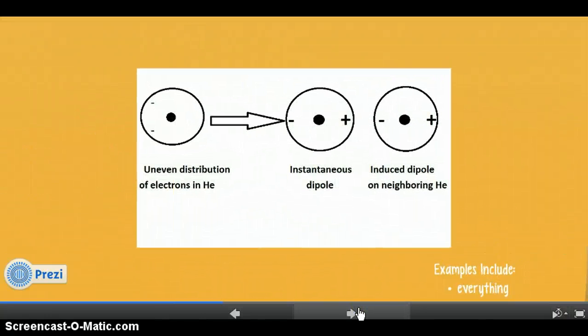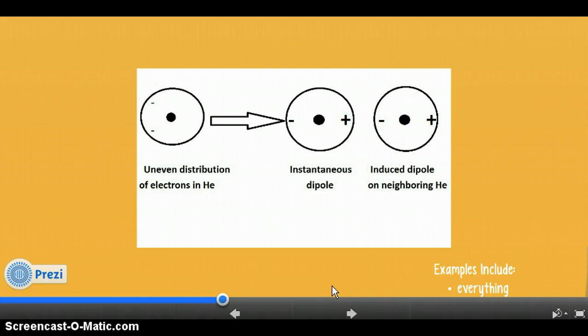And here is a picture showing this. This shows the uneven distribution of electrons in a helium atom, and it shows how it creates a dipole in this atom, which causes the London dispersion. And for examples, like I said, it's in everything, so everything is an example.